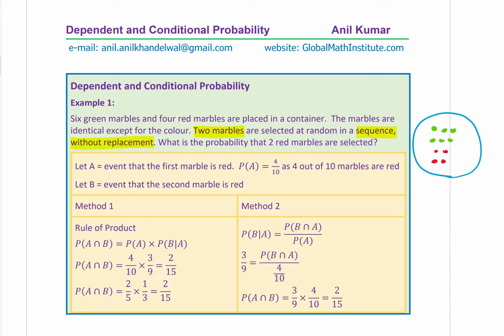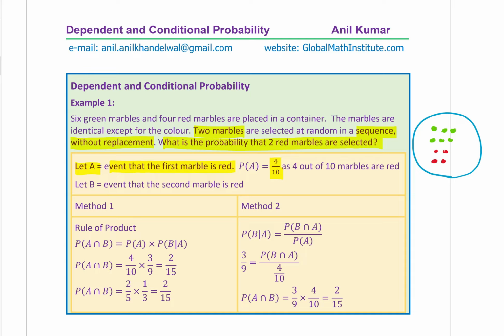So once you select one, the number of marbles decreases. Perfect. What is the probability that 2 red marbles are selected? So first red, then the red numbers will decrease, correct? And then the second red. Okay, so let's define our events. Let A be the event that the first marble is red, right? So for this particular event, first marble is red, we have 4 red marbles, total is 10. Probability of choosing a red marble in the first trial is 4 out of 10.